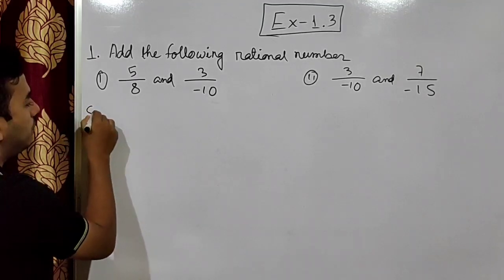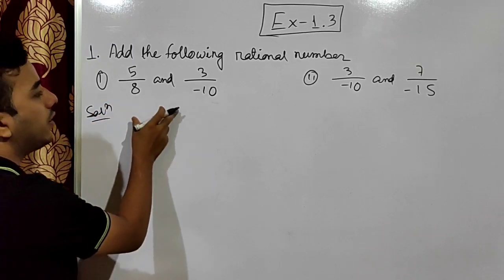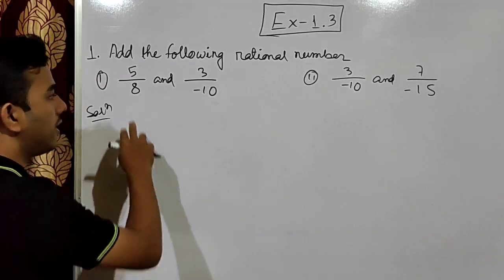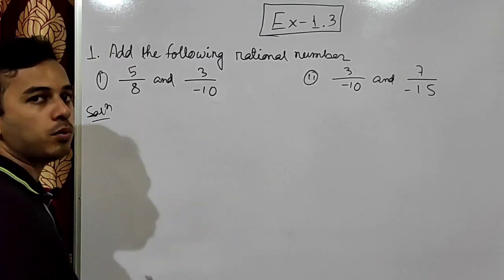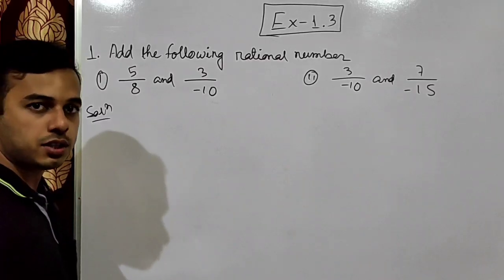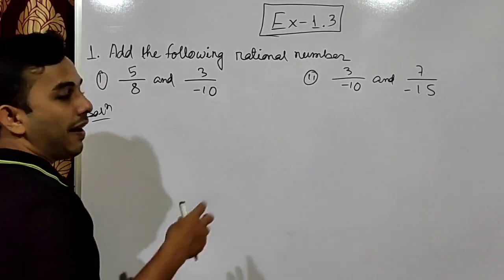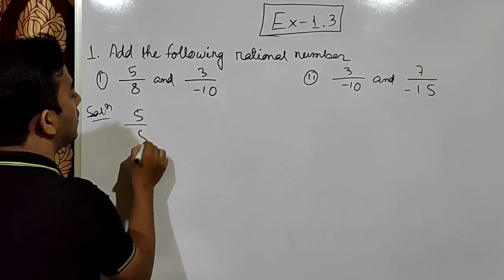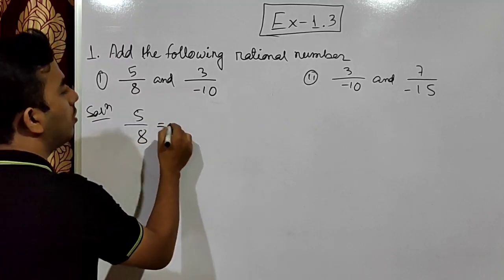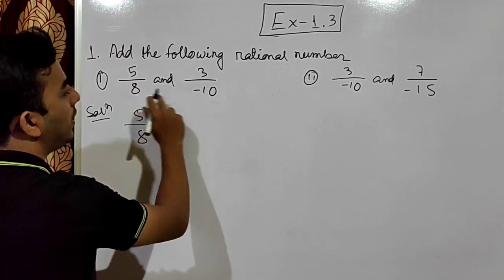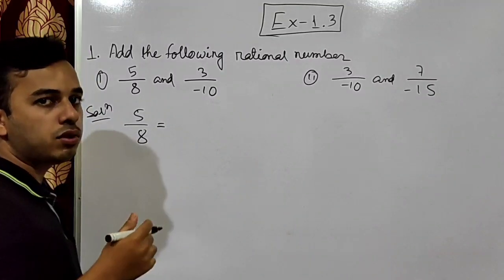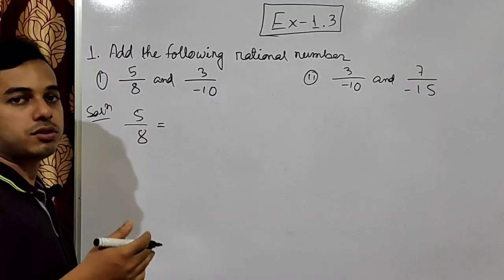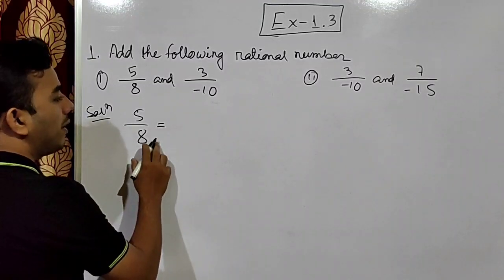We'll write the solution. And one more thing, we can solve it in two methods. First, make the denominator the same, that is, here one is 8 and another is 10. We have to make the denominator the same, right? And another method I will also show you. So first let us write 5 by 8. We have to make their denominators the same, right? So for both 8 and 10, their LCM is how much? It is 40, because 40 is divisible by 8 and 40 is also divisible by 10. So we have to make the denominator 40.